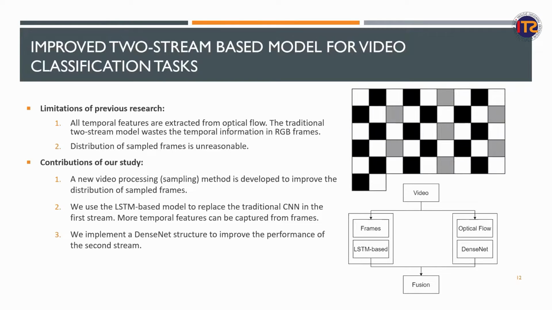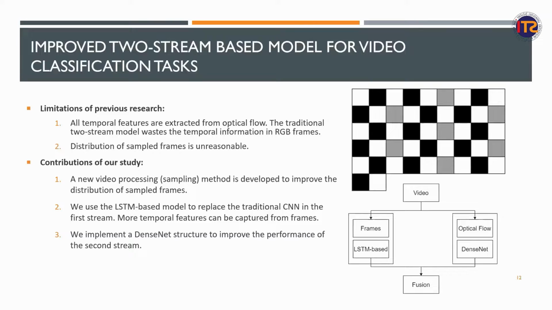The limitation of the previous research or previous models: usually, the temporal features are extracted from optical flow. The traditional two-stream model wastes the temporal information in the red, green, blue frames. In addition, the distribution of the sample frames is a little bit random, a little bit unreasonably random. Due to the above, we have developed a new video sampling method to improve the distribution of the sample frames. We also use an LSTM-based model to replace the traditional CNN in the first stream. Therefore, more temporal features can be captured from frames.